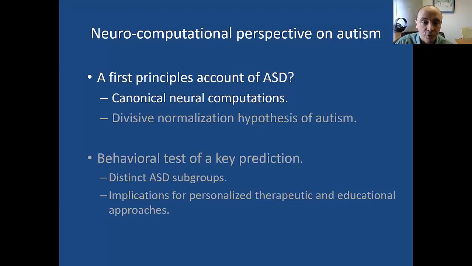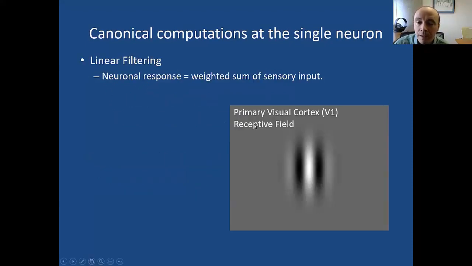So let's first look at neural computations, canonical neural computations. And so as an example, let's consider linear filtering. So perhaps you're familiar with the receptive field models of primary visual cortex.